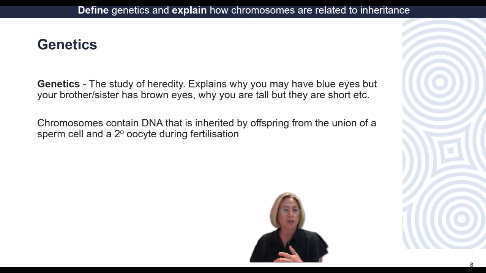But it's not just all about those little things as well. Genetics helps us to understand how you might be predisposed to a particular illness or condition later in life, but your siblings might not be. So chromosomes contain the DNA that is inherited by offspring from the union of a sperm cell and a secondary oocyte during the process of fertilization.